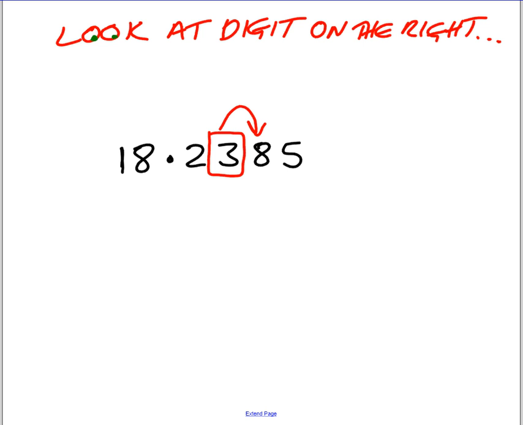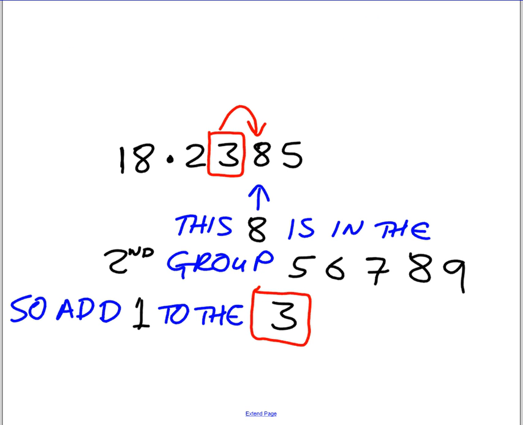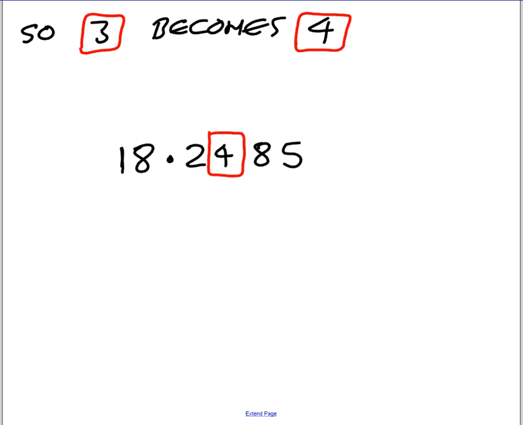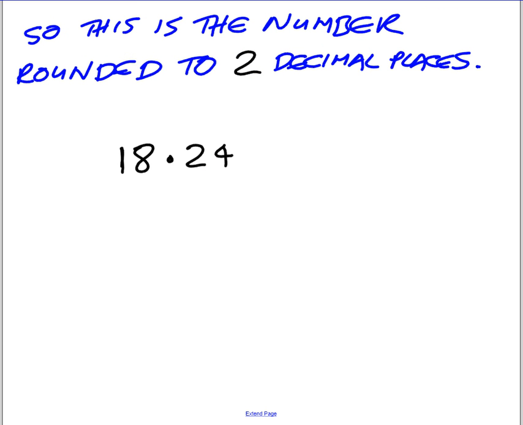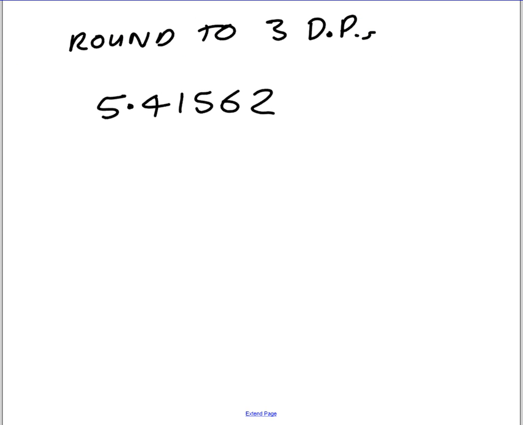So that 8 there, it's in the second group of 5, 6, 7, 8, 9. So that means we're going to add 1 to the highlighted digit, i.e. the 3. So that 3 goes up to a 4, and anything to the right, you're just going to get rid of those digits. Okay? And just clean it up. So that's my answer there, 18.24 to 2 decimal places.